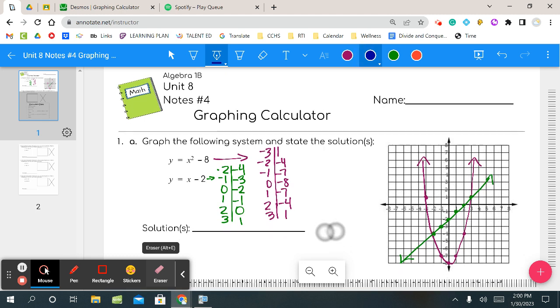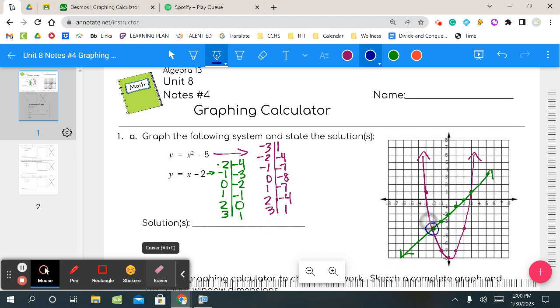And then we know that our two intersections, the first one is right here and the second one is right here. So we have -2, -4, and 3, 1. Okay, so those are our two solutions.